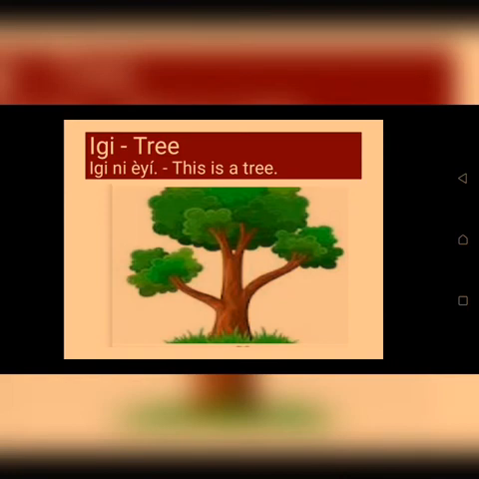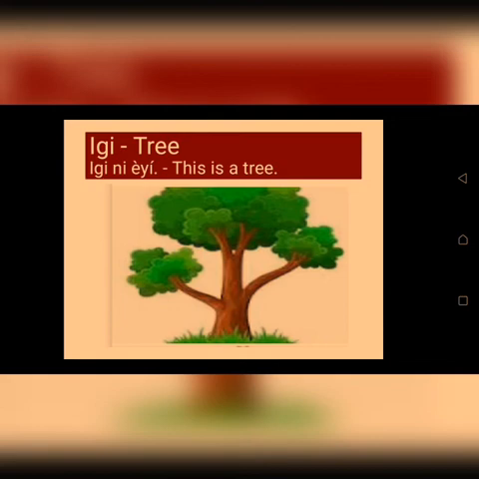Igi. That is a tree. Igi means tree. Igi ni èyí, meaning this is a tree. Igi ni èyí.